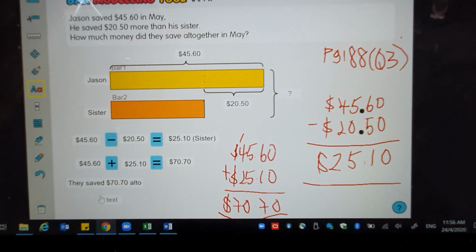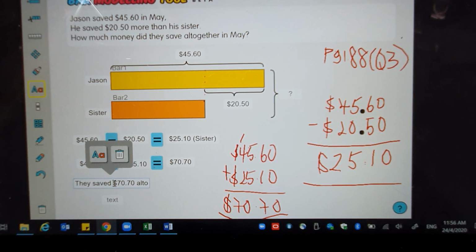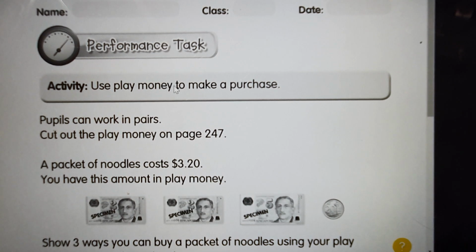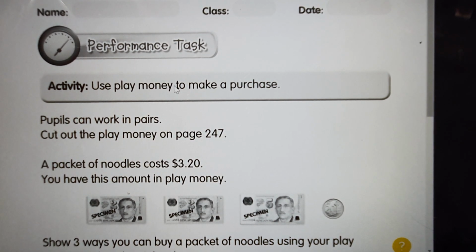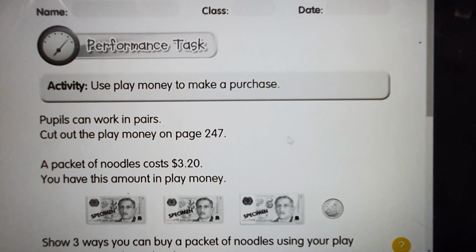Okay, remember to write down your units. Now let's move on to the performance task on page 189. Although you don't have your play money here, you should still be able to do this question.